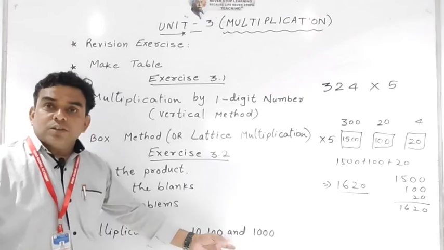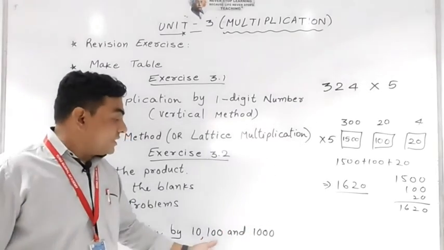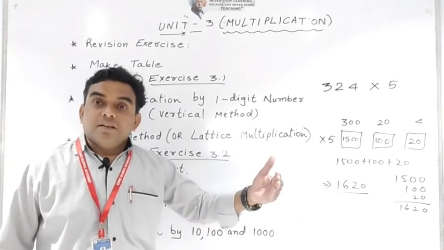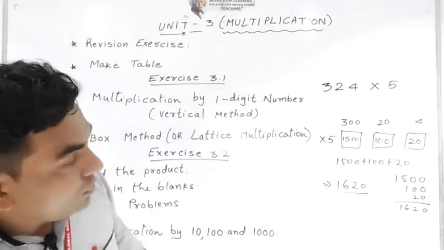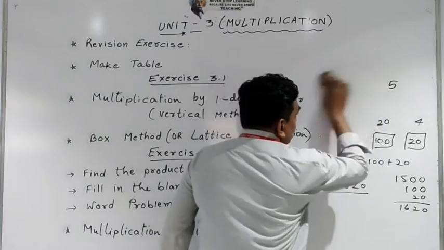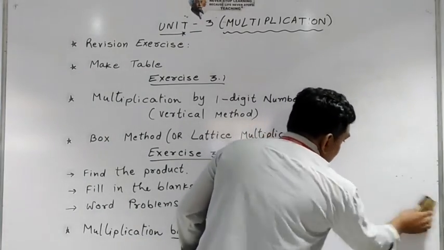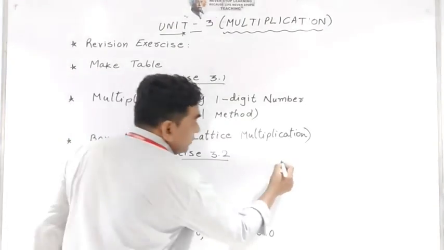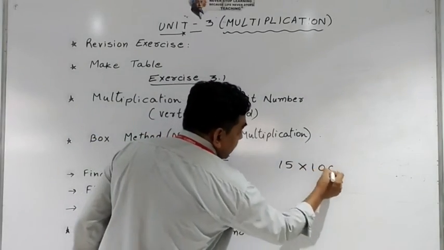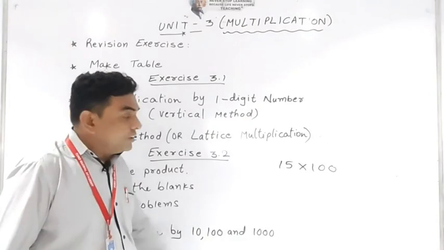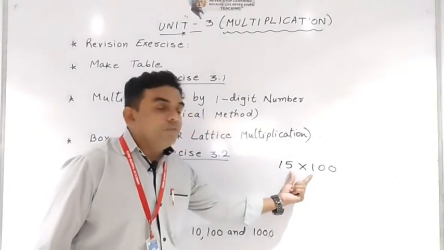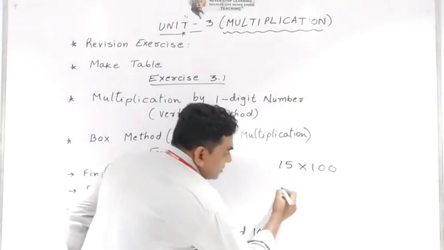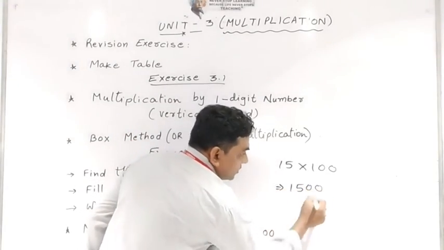You know student, multiplication by 10, 100 and 1000, that means what? If you want to multiply some number with 10, 100 and 1000, how can you do that directly? I'm going to show you that. You can see that if you ask like this, 15 multiplied by 100, you can just multiply 15 ones are 15 and put both the zeros. That means the product of this one is 1500.